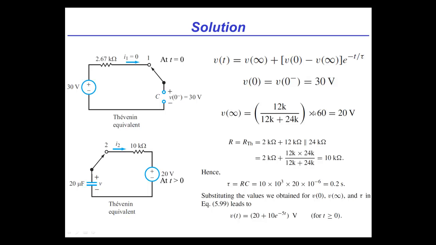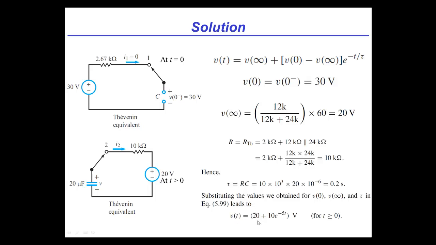Perfect. So we now have V0 and we have V infinity. The last thing we need is tau. Well, the Thevenin resistance gives us that as well, because you recognize this is an RC circuit. We know the value of C, and the Thevenin resistance gives us the value of R. We use those to calculate tau, and we've got the value of tau as 0.2 seconds. So now we can drop those into this equation, and we get our final solution.